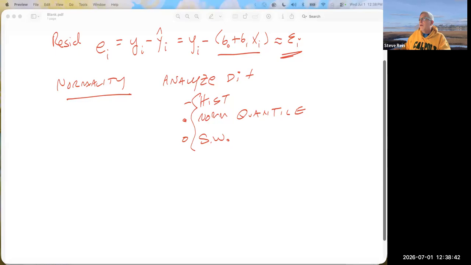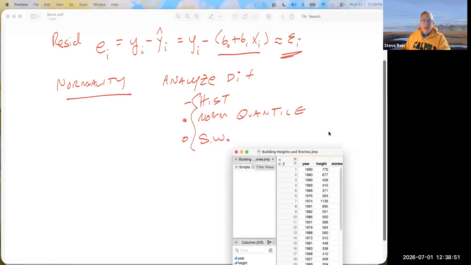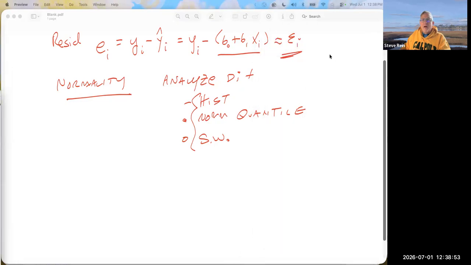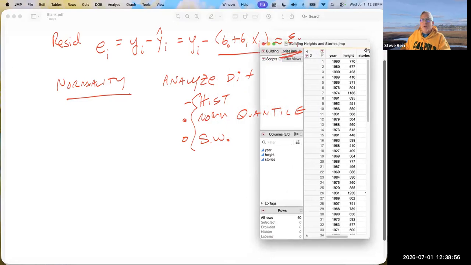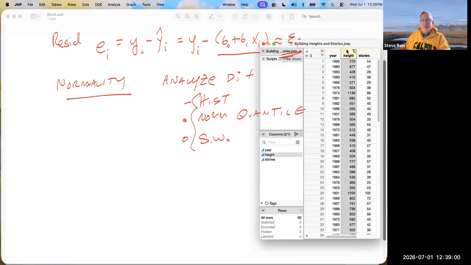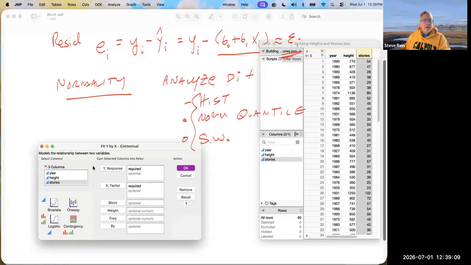Okay, I've got the data sets open here, and I'm going to go with the building heights and stories because I think we've looked at the data set already. We've got data on a collection of famous skyscrapers, the number of floors each building had and how tall the building is. You'd think the height might be related to the number of floors. I'm going to do a fit y by x to say that the height may depend on the number of floors. Boom. Click OK.